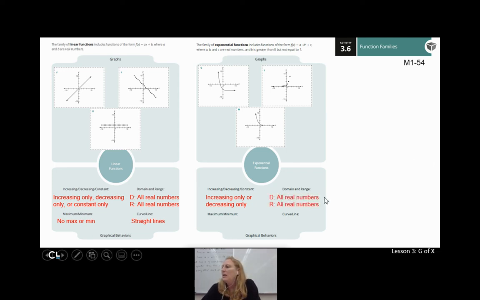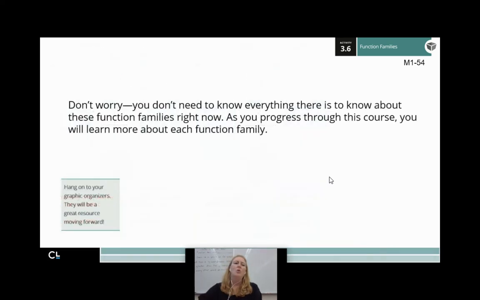Again, domain and range are all real numbers, depending on the situation. No maximums or minimums, because we're going up forever. They are curvy though. Our exponentials got curves. Now, don't worry. You don't need to know everything there is to know about these function families right now. As you progress through this course, you will learn more about each function family. So don't freak out if you don't know everything right now.